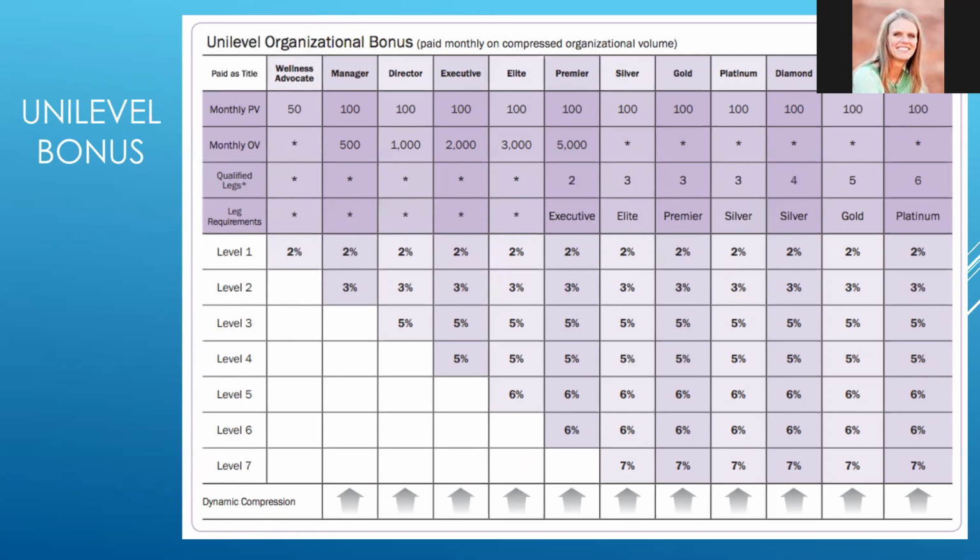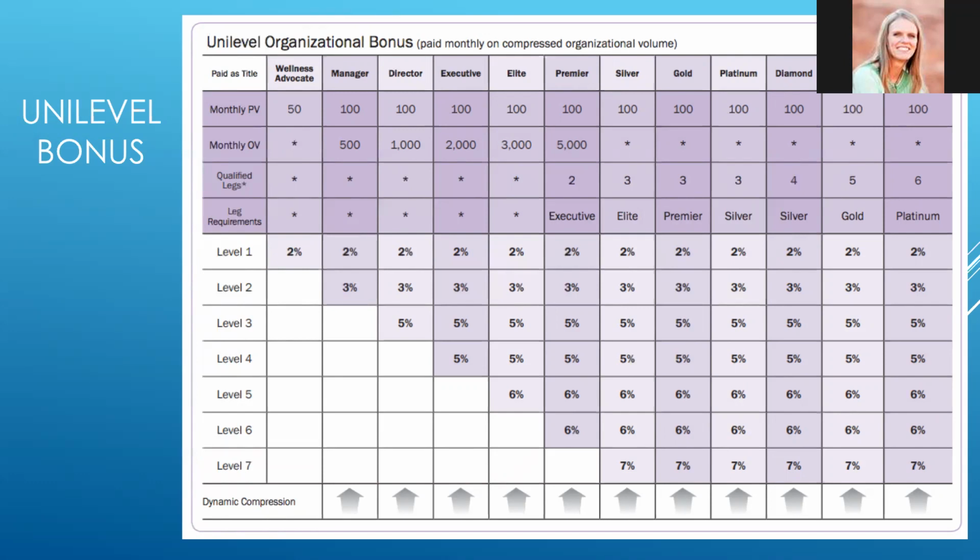Now the reason why other companies will do this is because you get less money that way and they get more money that way, because you're going to have less people on your level 1 than you are on your level 7. doTERRA is very generous in the way that they pay us, and they pay us the highest percentage on the most amount of people.